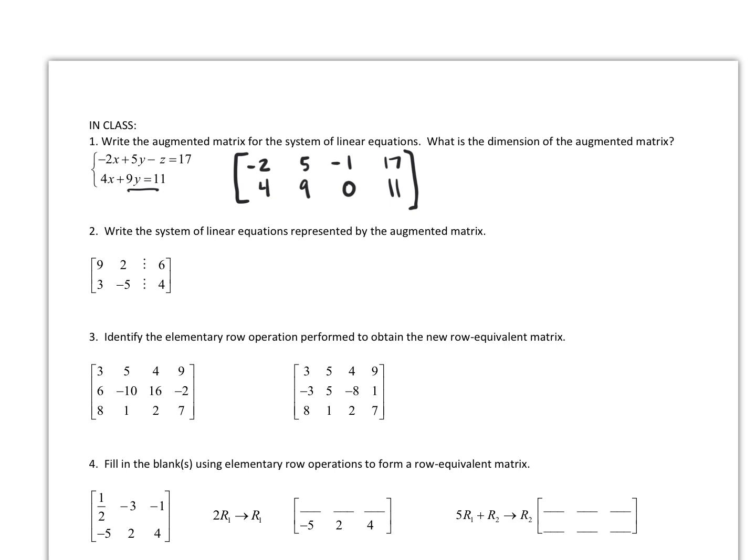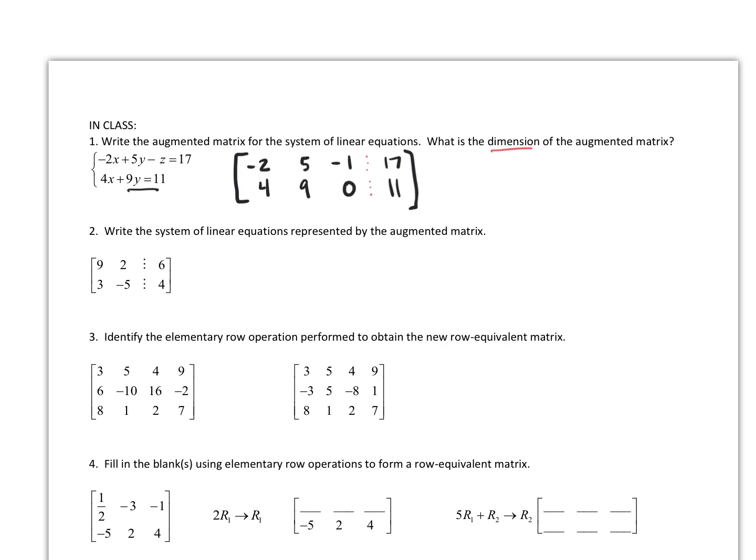Now sometimes you see it with little dots right here. It doesn't matter if you put them or not. That's just kind of the symbol for equal sign. It's not a big deal if you forget it. Just don't let it trip you up when you see it. So there's my matrix. Now, what's the dimension of this matrix?